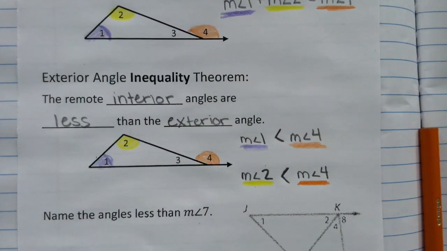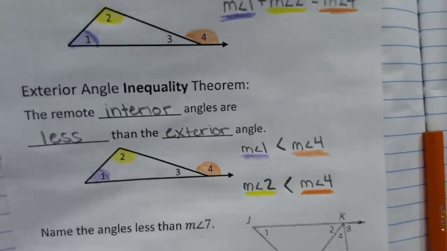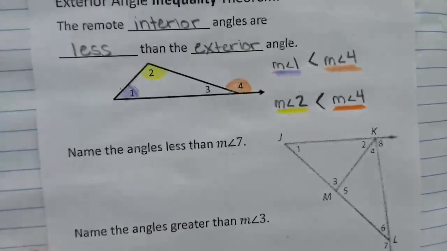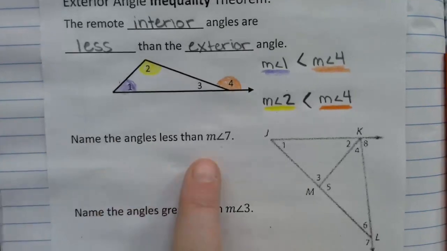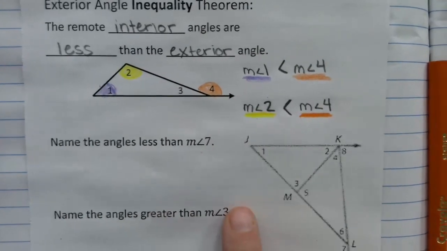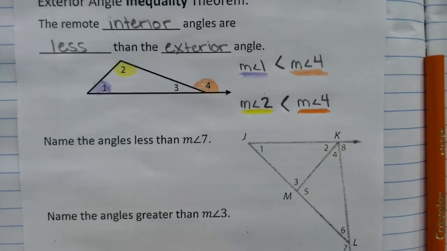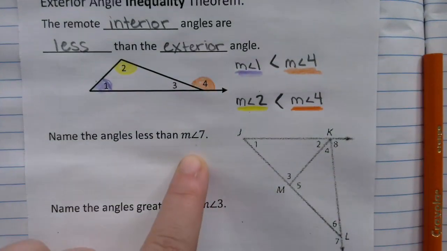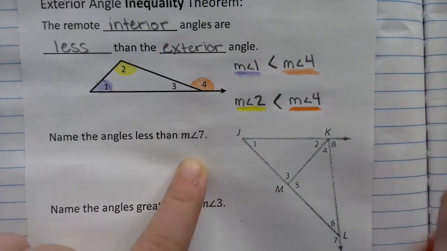Okay? So we have two examples here, and then we have just one other theorem we're learning today that's pretty quick. It says, name the angles less than the measure of angle 7. Okay, so first thing we want to do is locate where is angle 7.